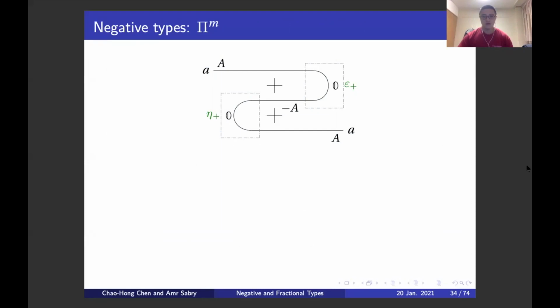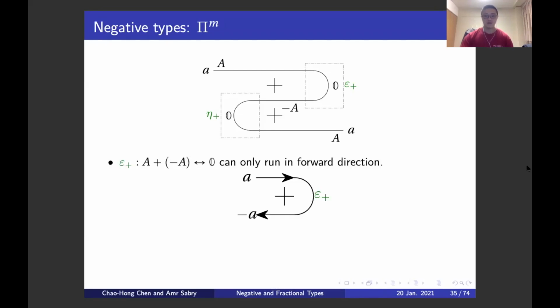Okay, so let's think about how negative types work first. Our goal is to satisfy this diagram. Now let's look at epsilon first. Epsilon can only run in the forward direction because of its type. There is no inhabitant of the empty type, and all you can do is turn the execution direction to backward, because you can never come up with an inhabitant of the empty type.